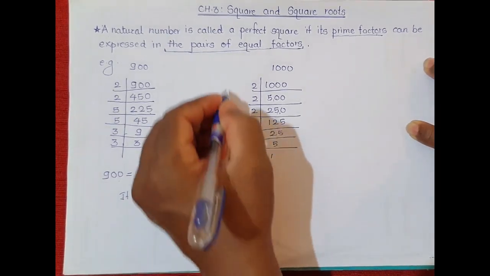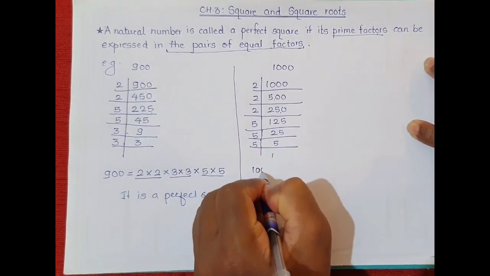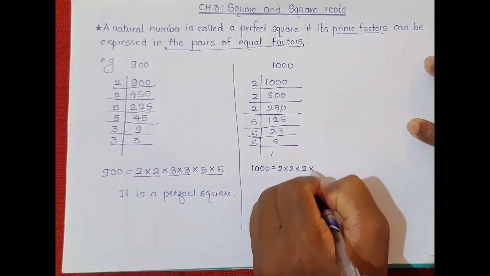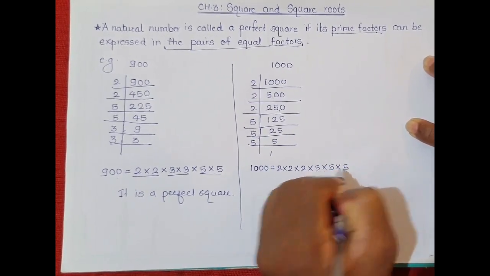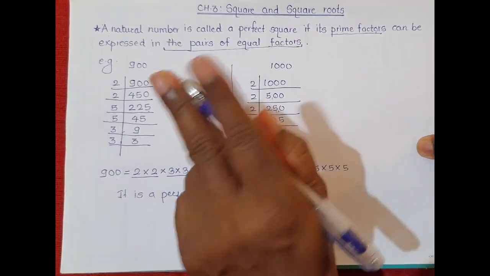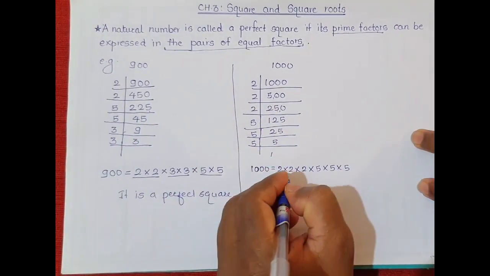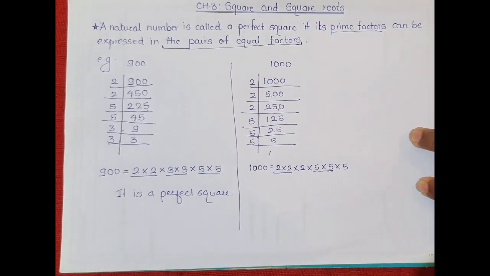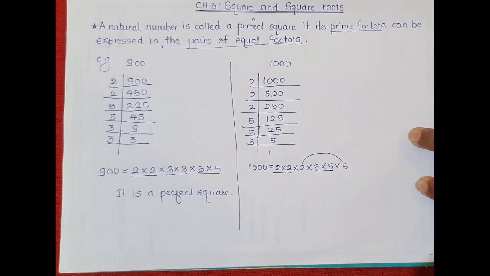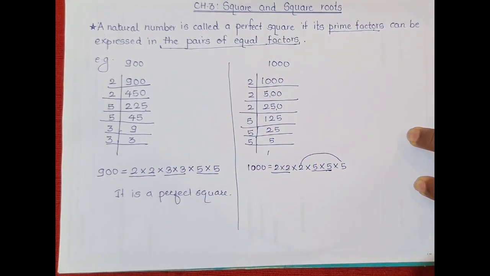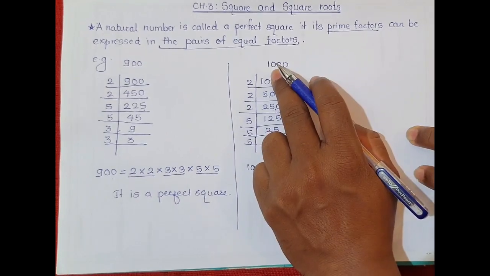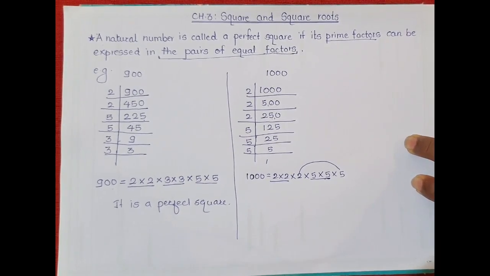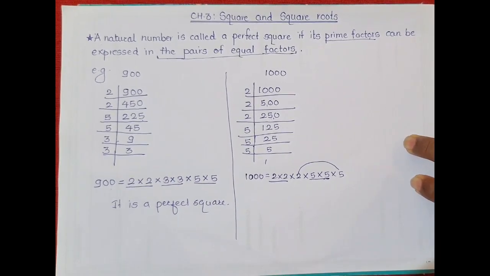So if you see the prime factors of 1000, 2 into 2 into 2 into 5 into 5 into 5. Now pairs means a group of 2, pairs of equal factors. Let us check here, 2 and 2, this is one pair of equal factors. 5 and 5, this is one pair of equal factors. But this one is not a pair of equal factors. That's why we can say that 1000 is not a perfect square. Understood? 1000 is not a perfect square.